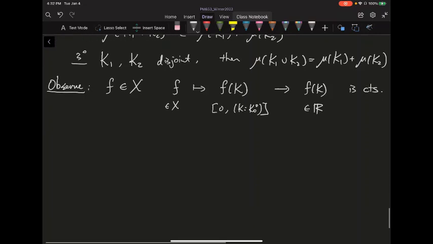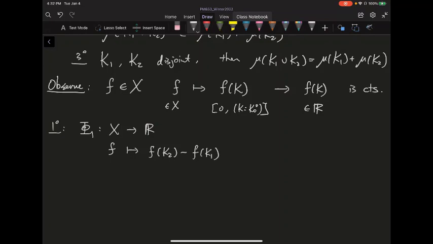Because of this continuity, consider the first one, phi 1, which maps X to R as follows. If I take any F, I map it to F of K2 minus F of K1, where K1, K2 are given and fixed. This is going to be continuous.